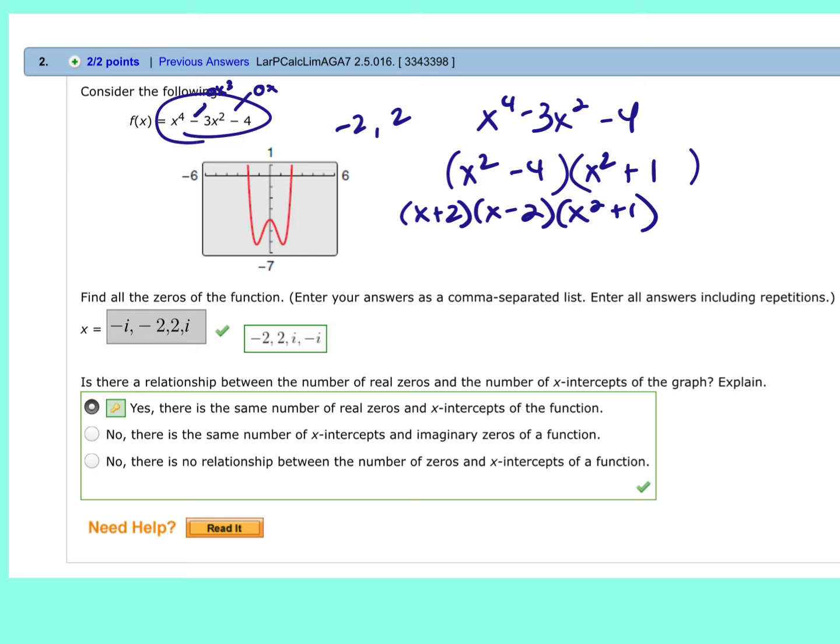Okay. And then you get negative 2, positive 2, and then x squared would equal negative 1. x would equal plus and minus the square root of negative 1, which is plus and minus i. So your 4 roots are negative 2, positive 2, negative i, and positive i.